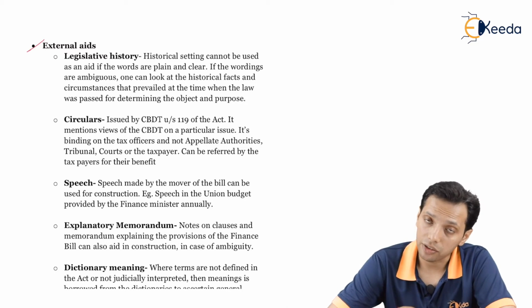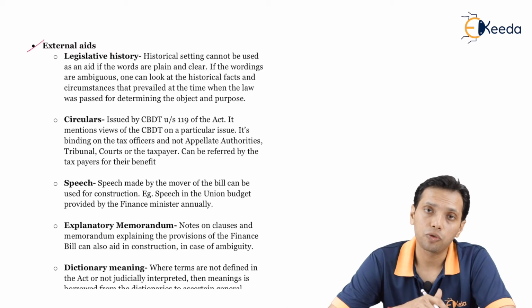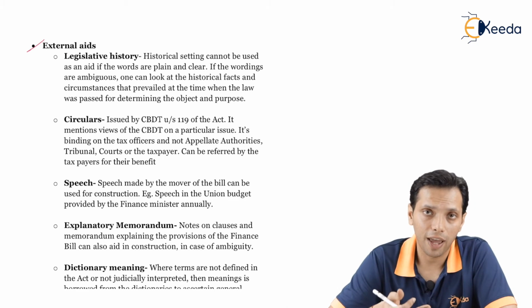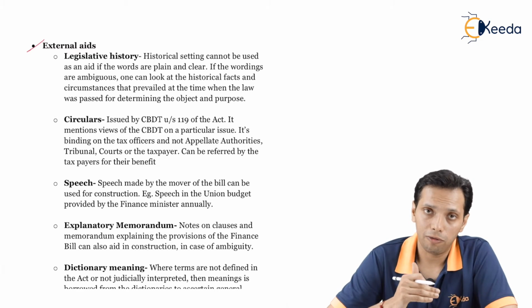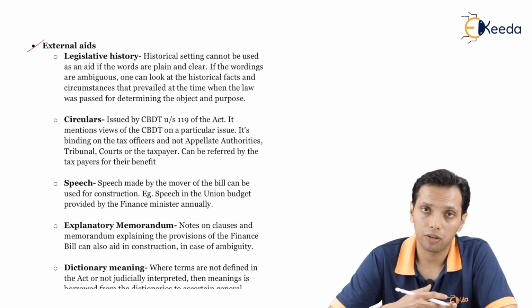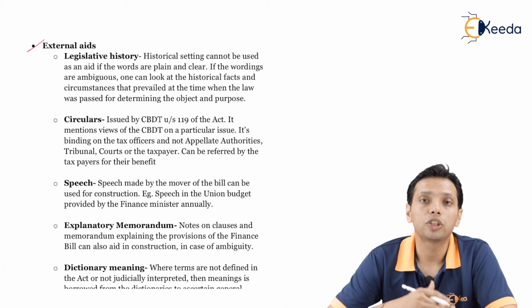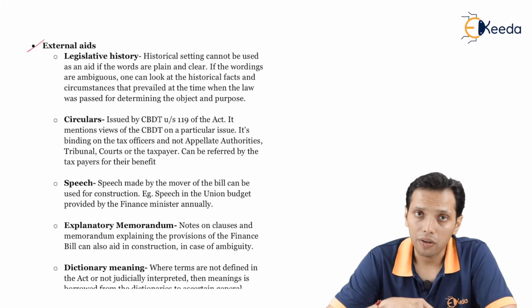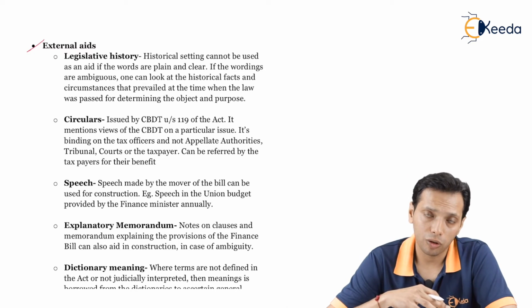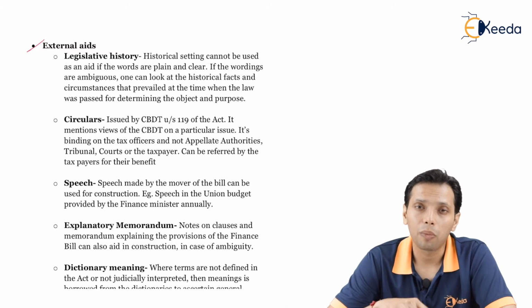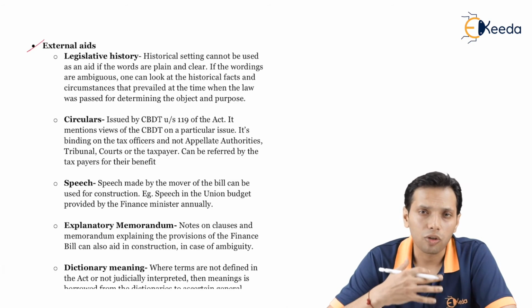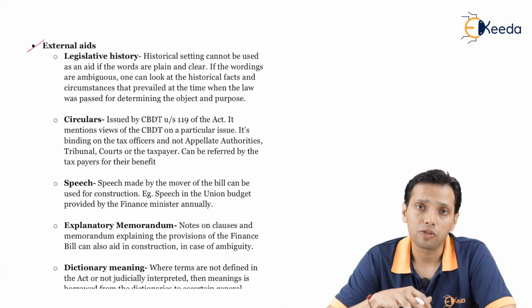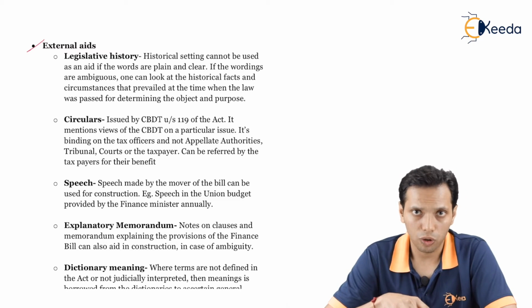Now you come to the external aids. The first is to determine the historical facts, based on what facts, what defect or remedy was used to introduce these provisions of the act. You can either read commentary, other provisions of the act, or the explanatory memorandum to determine the historical facts which may be mentioned in introducing the provisions of the act.